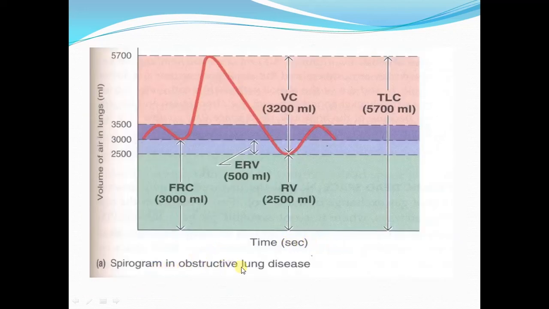This is the spirogram in obstructive lung disease. You can see that there is a decrease in the vital capacity, but not so much. There is a big reduction in expiratory reserve volume, because there is difficulty in expiration because of increased airway resistance. And when there is difficulty in expiration, the air is trapped inside the lungs, which causes an increase in the residual volume and functional residual capacity, the point that we discussed with pathological variations in lung volumes and capacities.